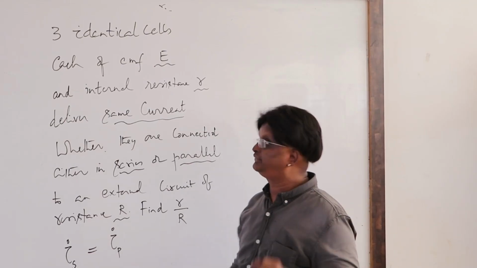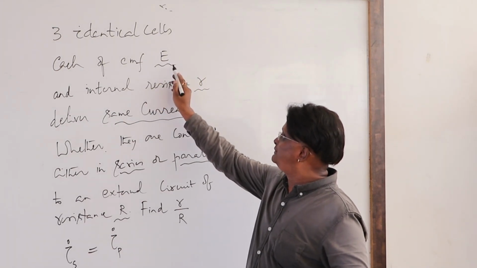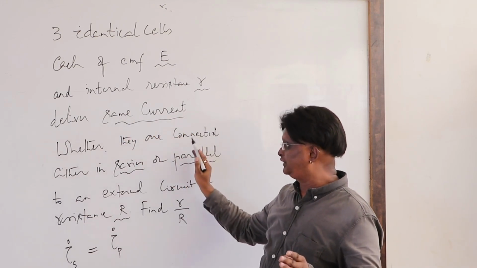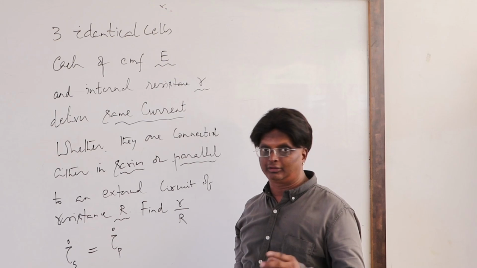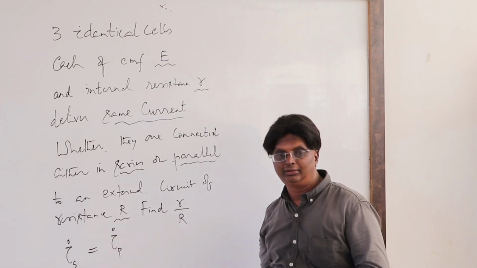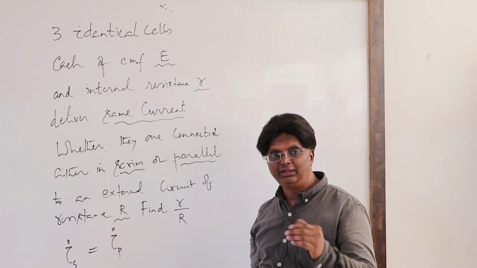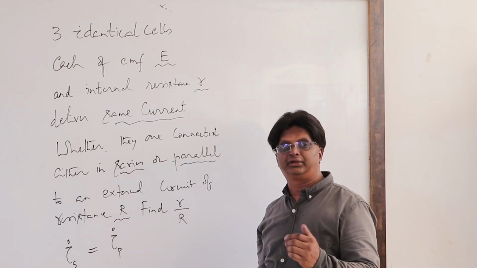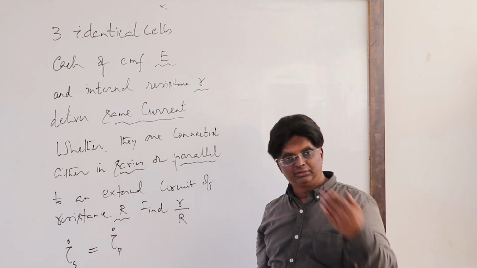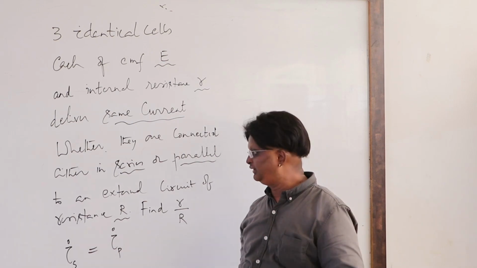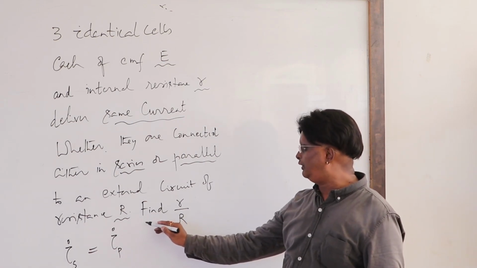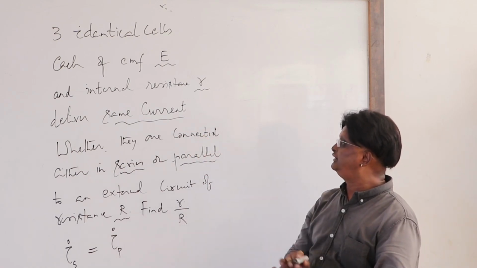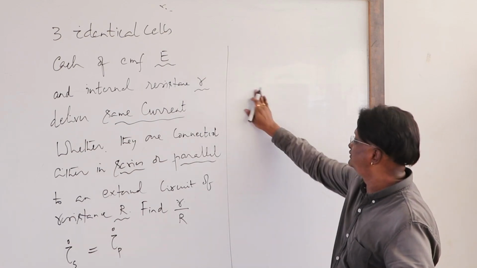See, this example says 3 identical cells, each of EMF E and internal resistance small r, deliver the same current when they are connected either in series or in parallel across an external circuit of resistance capital R. That is, first all the cells are connected in series and then connected to the external circuit, then the current. Afterwards, all the cells are connected in parallel and then connected to the external circuit, then the current. Both are the same, he says. Now the question is, find small r by capital R, for what ratio of small r by capital R this condition will arise, current being the same.